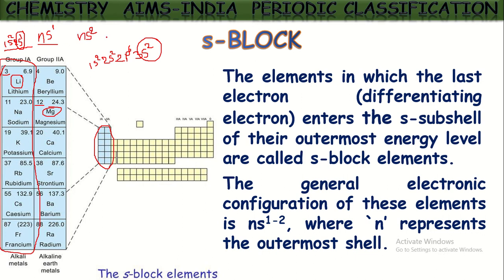So if we club these two, then we can generalize this as ns1 to 2. So for first group elements ns1, for second group elements ns2. In this way it is generalized that ns1 to 2 is the general electronic configuration of these s block elements.